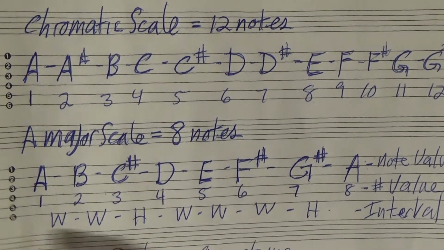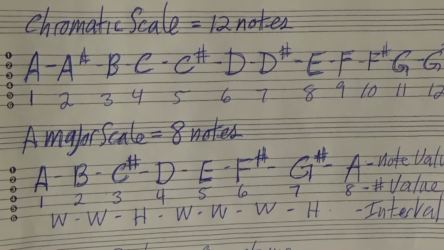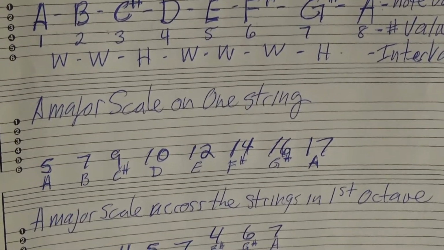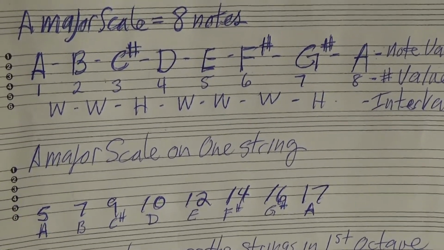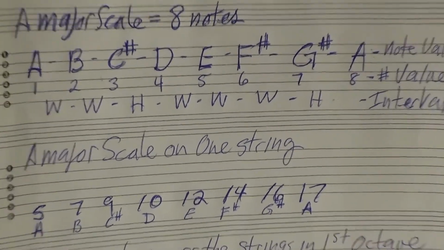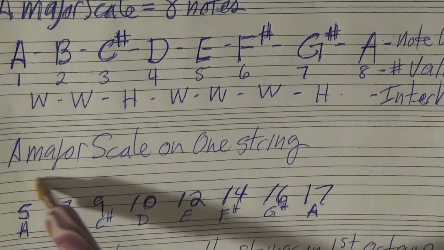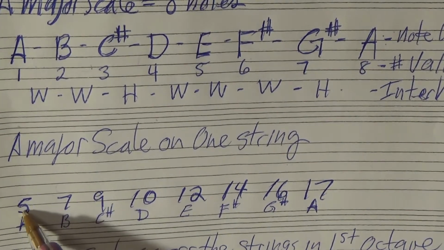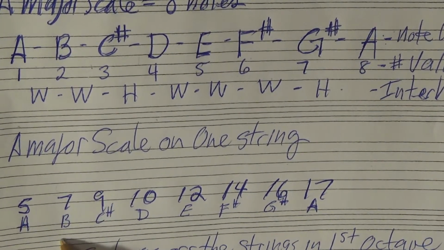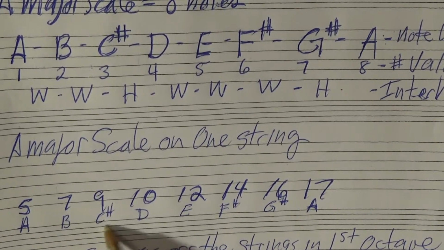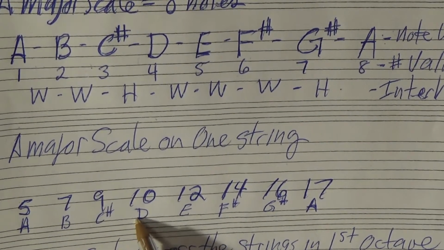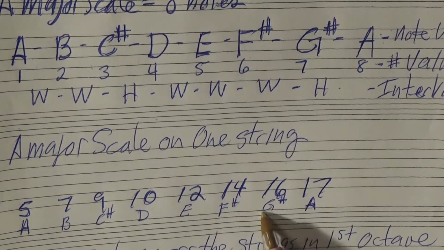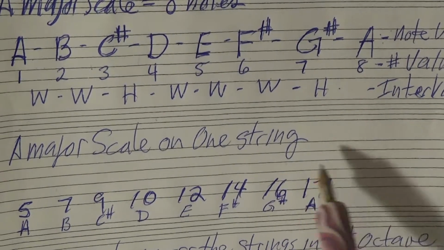Now, with this information, now we can look at what it's going to be like if we put it on our guitar fretboard. So here we got the, let's see if I can zoom this in a little bit. Okay. Now here we have our A major scale on 1 string, and I put it here on the 6th string. Okay, so A is at the 5th fret, our B is at the 7th, C sharp is at the 9th, D is at the 10th, the E is at the 12th, the F sharp is at the 14th, G sharp is at the 16th, and the A again is at the 17th.